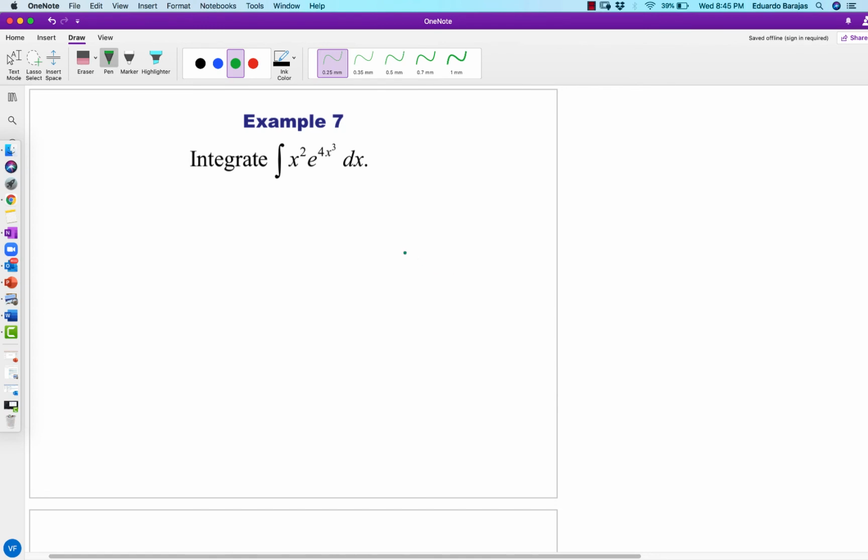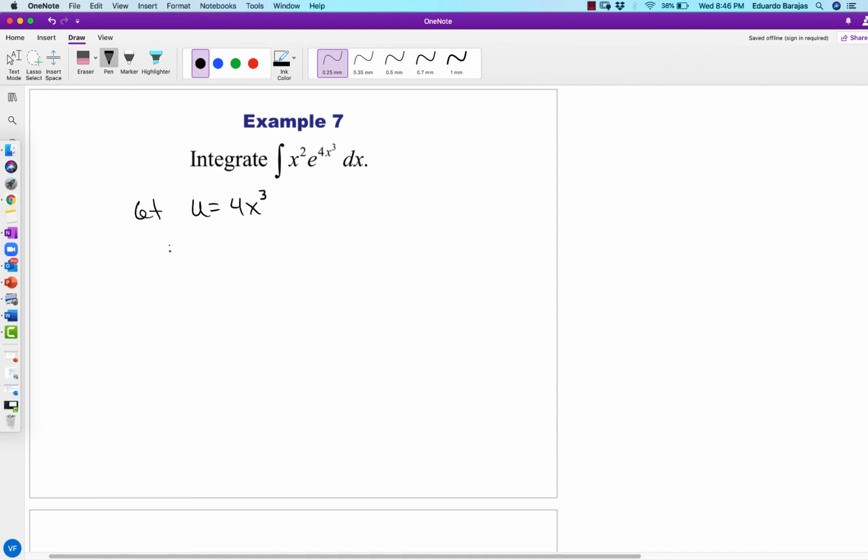Okay, let's try this one now. If we think about 4x to the third power as our function, or as our value u, its derivative would be equal to 12x to the second power. So it's something to do with x to the second power. So let's let u equal 4x to the third power.